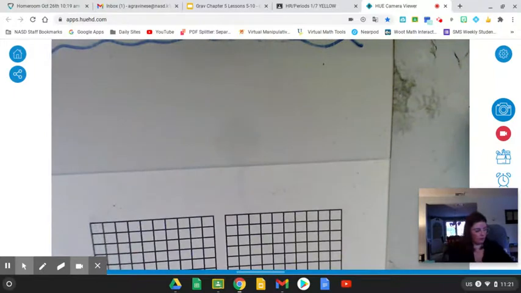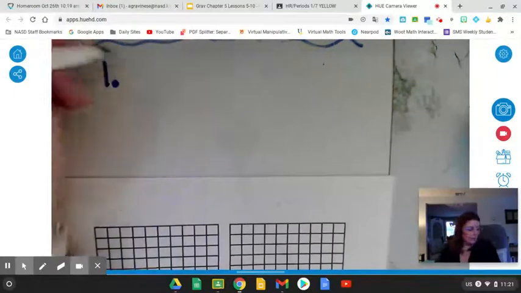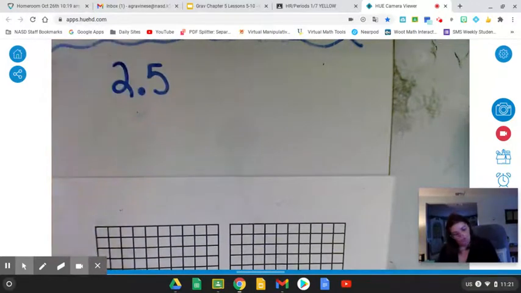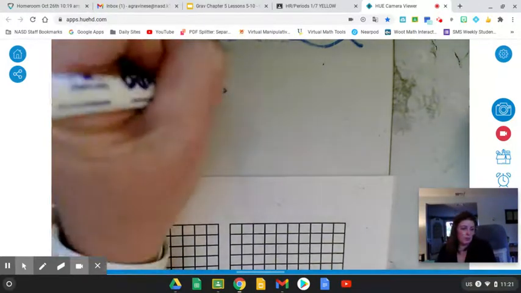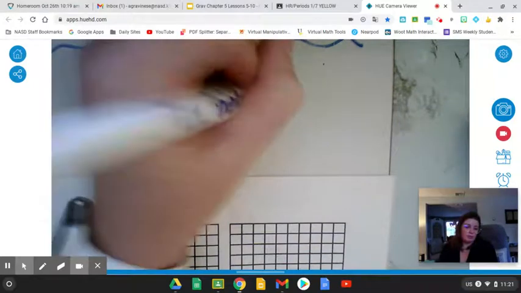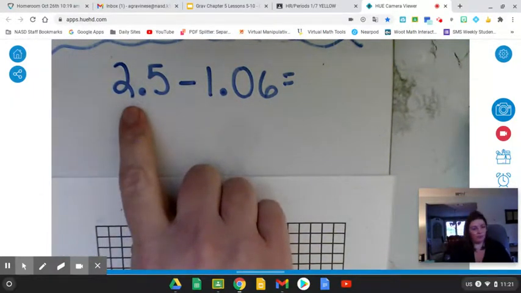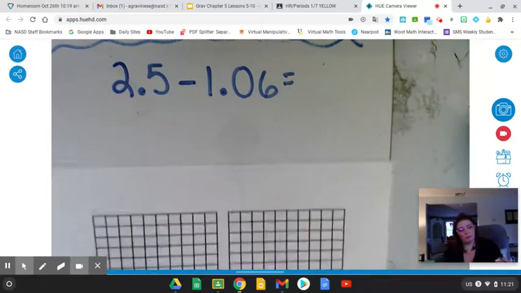Our first problem is 2 and 5 tenths minus 1 and 6 hundredths. So I'm going to start by modeling 2 and 5 tenths.